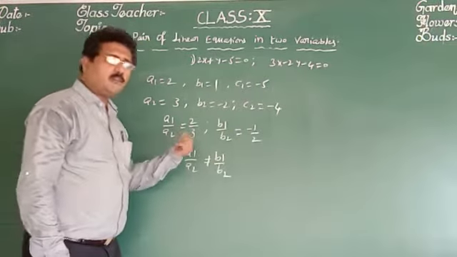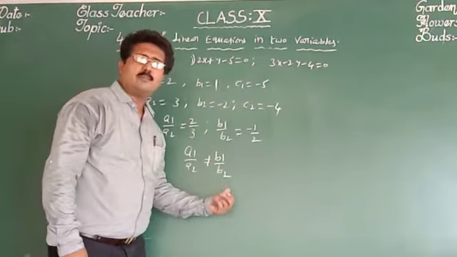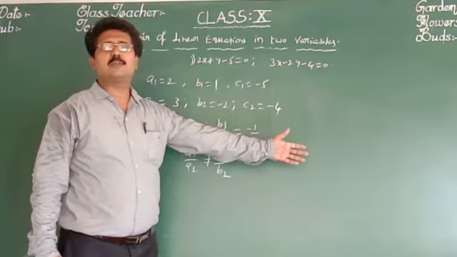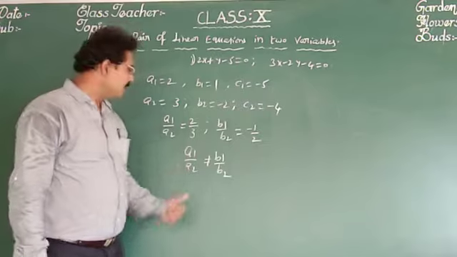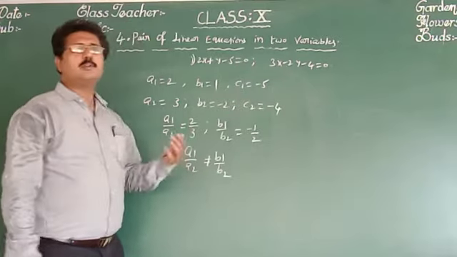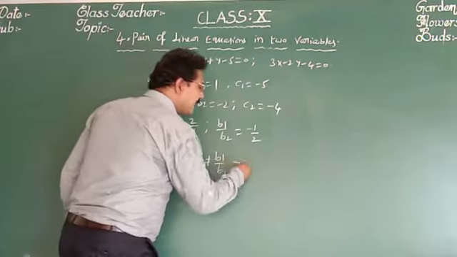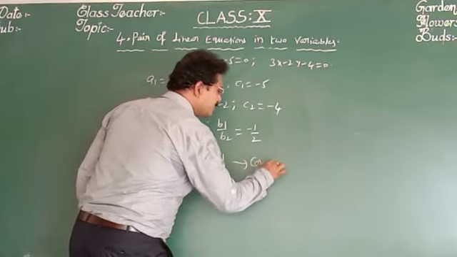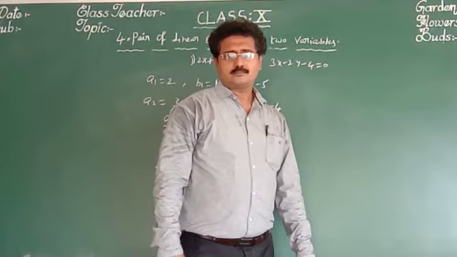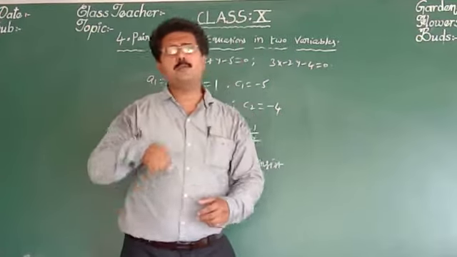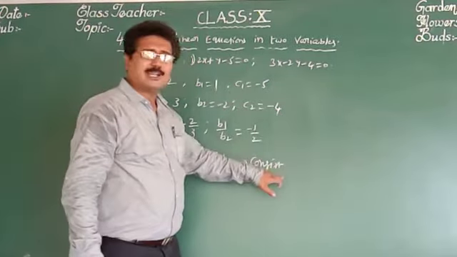I told you, if A1/A2 is not equal to B1/B2, don't bother about C1/C2. Whether they are equal to C1/C2 or not, don't bother. But if A1/A2 is not equal to B1/B2, then the lines are consistent. You must write that point. That is very, very important. Consistent means it is possible to solve the problem.